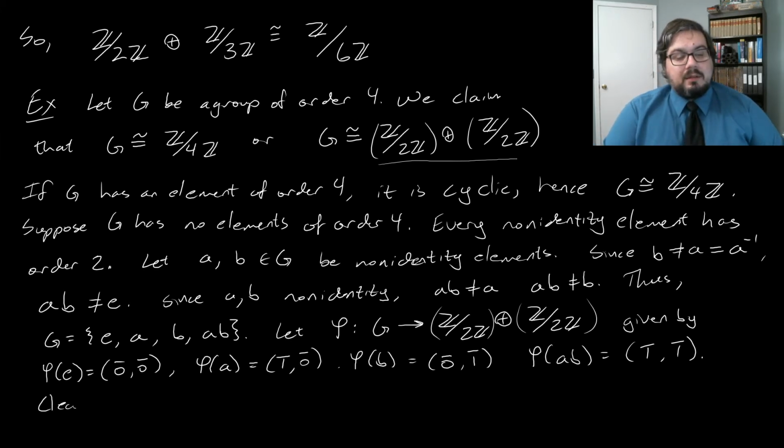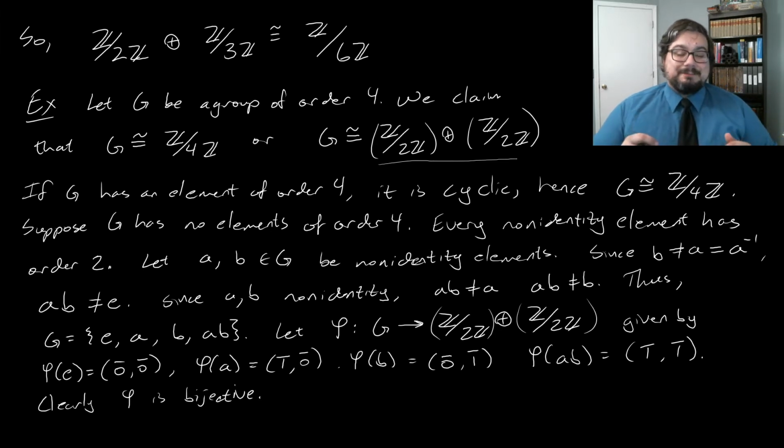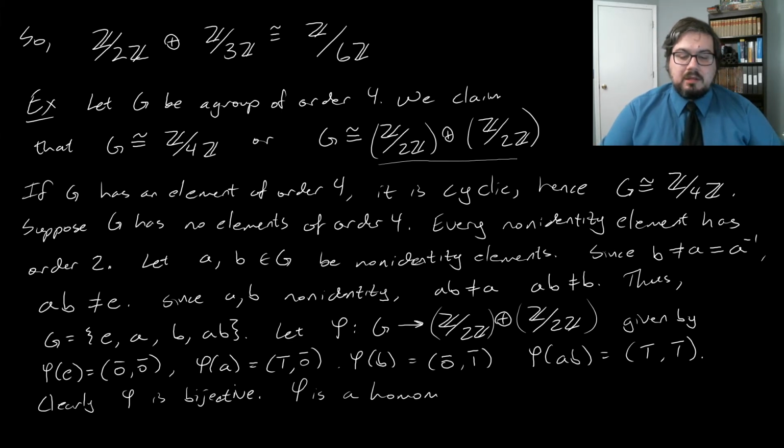Now clearly, phi is bijective. It's definitely injective, and because the domain and codomain of this function have the same finite size, that means that phi has to be a bijection. So the only thing that remains to be seen is that phi is a homomorphism. This can be checked explicitly. Let's just check one of the multiple things we'd need to check.